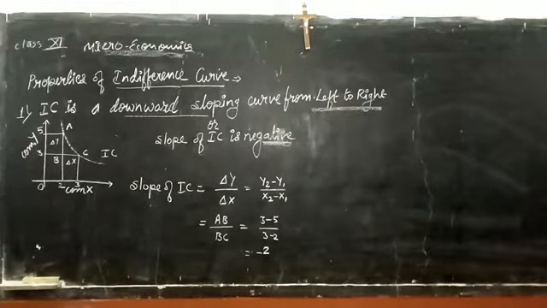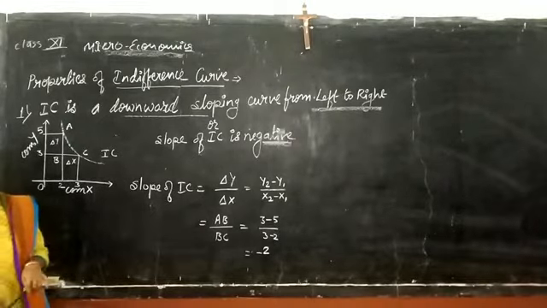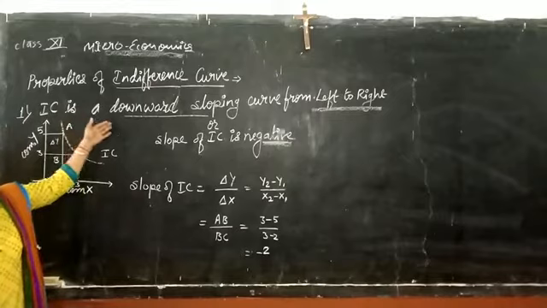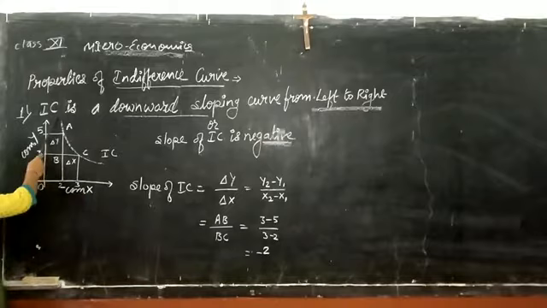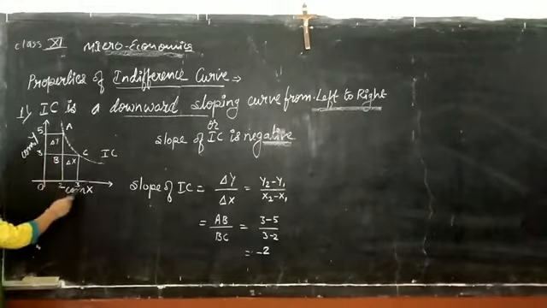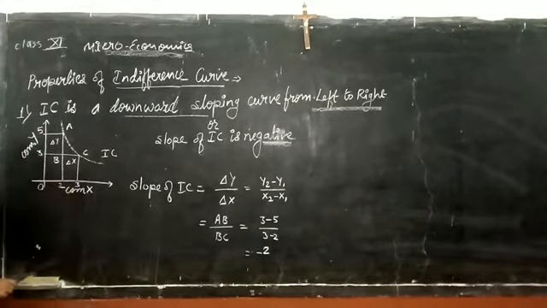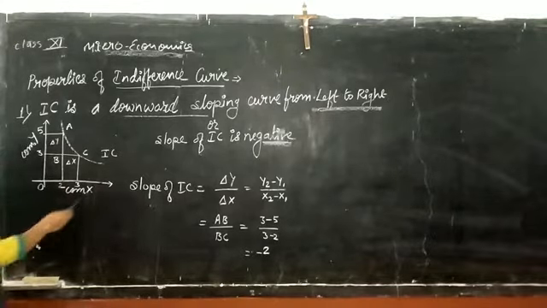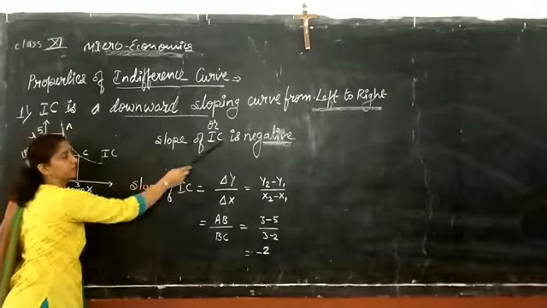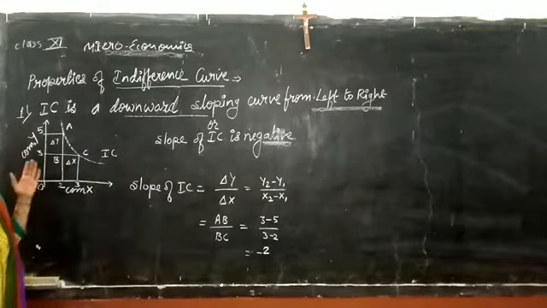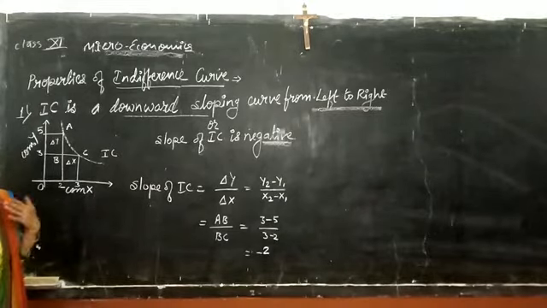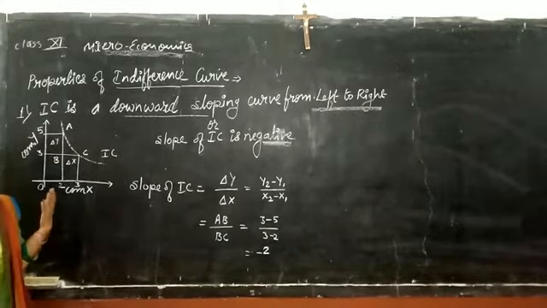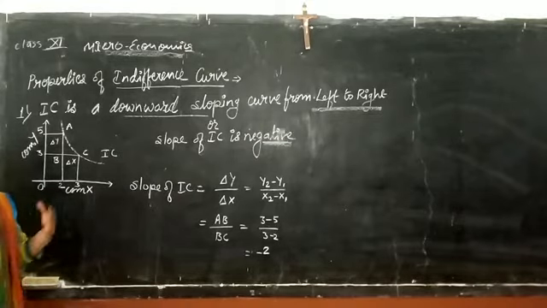The first property of indifference curve is about the slope of the curve. The curve is downward sloping from left to right. Indifference curve is always sloping downward from left to right, or we can say that the slope of an indifference curve is negative. The question should arise in your mind: why is the indifference curve downward sloping, or why is the slope of IC negative?